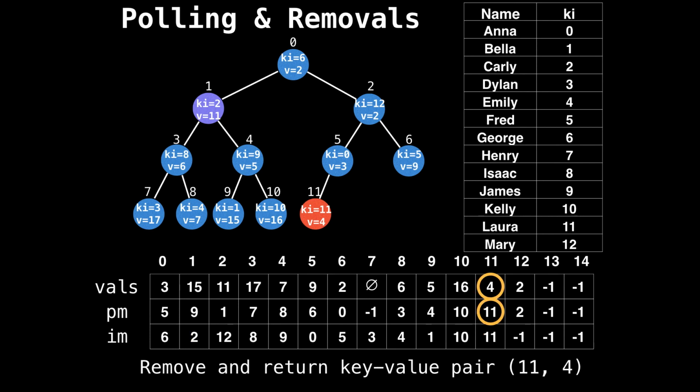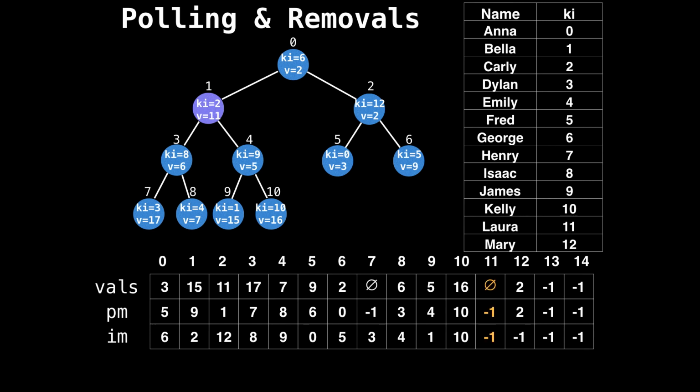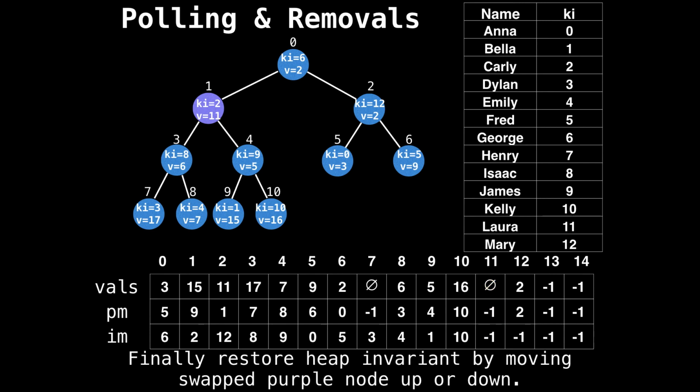Store the key value pair before the actual removal, clean up the removed node, and finally restore the heap invariant by moving the swapped purple node up or down. We're going to make the purple node move down because it has a large value.